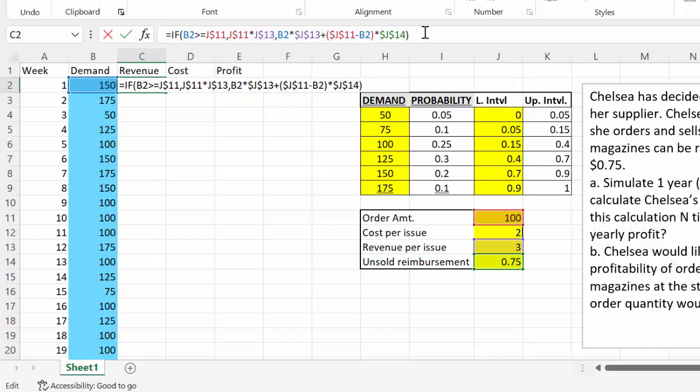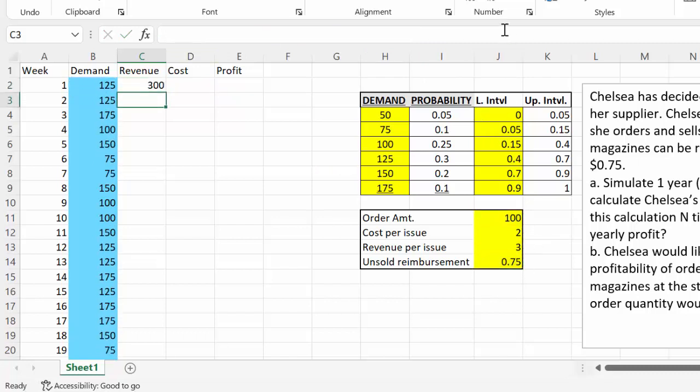So let's summarize what we have here. It's saying check this cell B2 and compare it to the amount that you're bringing in. If it's greater than or equal to the amount that you're bringing in, then you sell everything you bring in, which is 100 multiplied by $3 an issue. If that's not true, then it's some number less, either a 50 like we have here or a 75. Keep that in mind. This area here represents the remainder. So it's going to be 100 that you bring in minus whatever this is, and then multiplied by the unsold reimbursement.